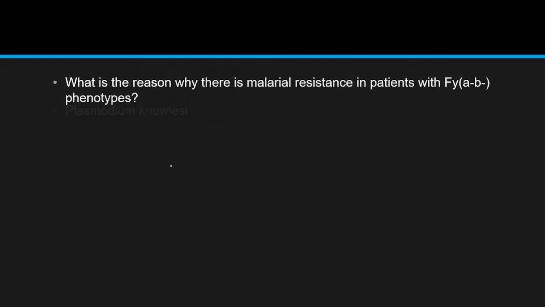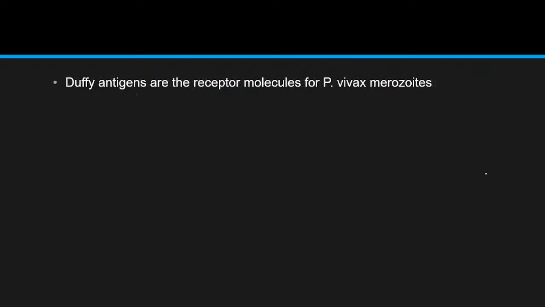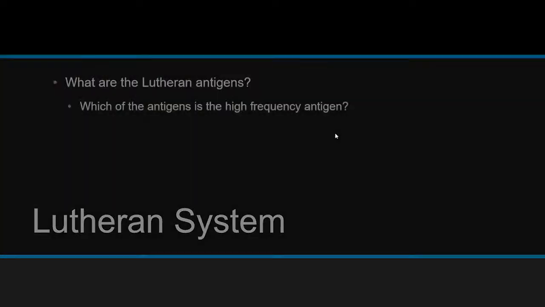So these people are resistant to malaria. Why is there malarial resistance for these patients? Because these patients lack the Duffy antigen. Both A and B are actually receptors for the malarial merozoites. Now, let's move on to the Lutheran system.